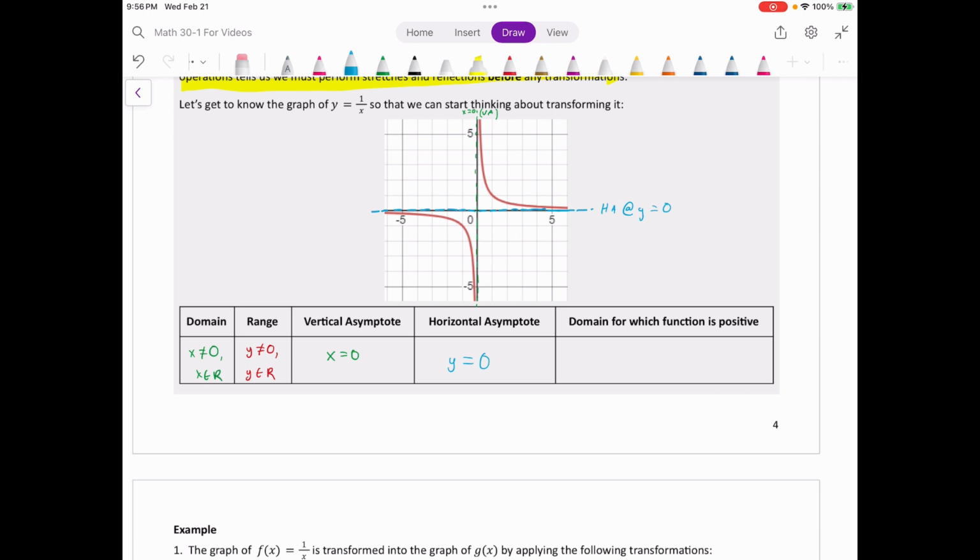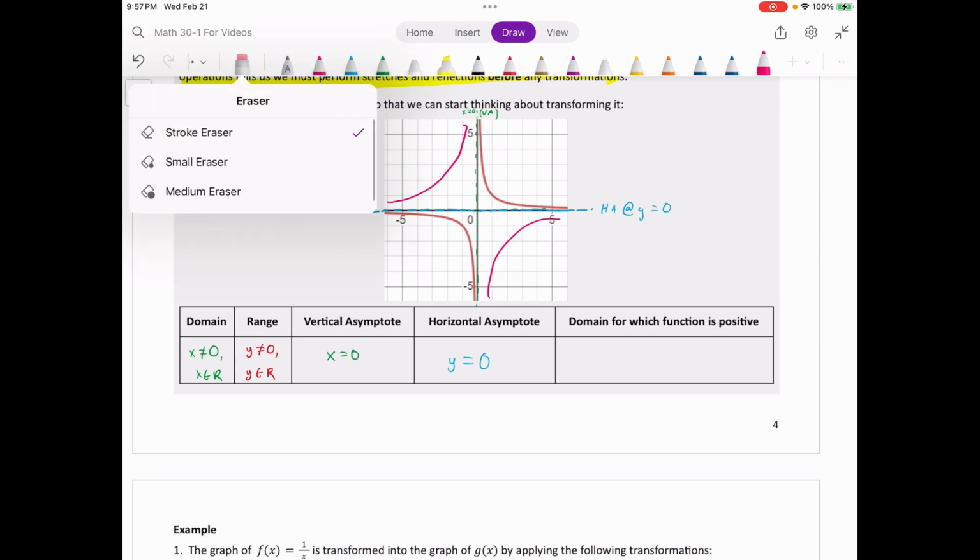Okay, the domain for which the function is positive, this is helpful to think about in the context of reflections. The reason being is that if I were to reflect this in the y-axis, I would have something like this, roughly speaking. And you can see then that it's switched. It used to be when x was greater than the asymptote, y was positive, and when x was less than the asymptote, y was negative. Now that's flipped around. When x is less than the asymptote, y is positive, and when x is greater than the asymptote, y is negative.